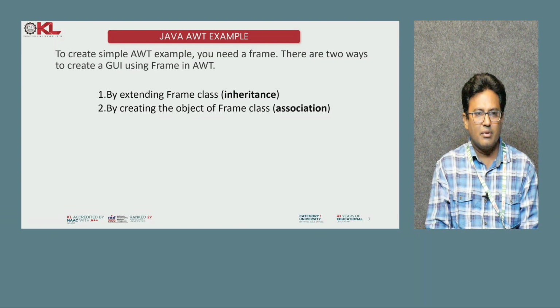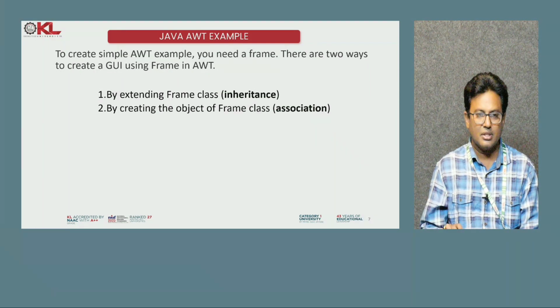See here, we can create the container with the support of frame. That is the most commonly used procedure which we follow while creating window based applications in Java. So in AWT we can create the frame in two ways. One way is by extending the frame class through the inheritance concept, and another way is by creating an object for the frame class through the association concept. We will see the examples of these two ways of creating frames in the next slide.